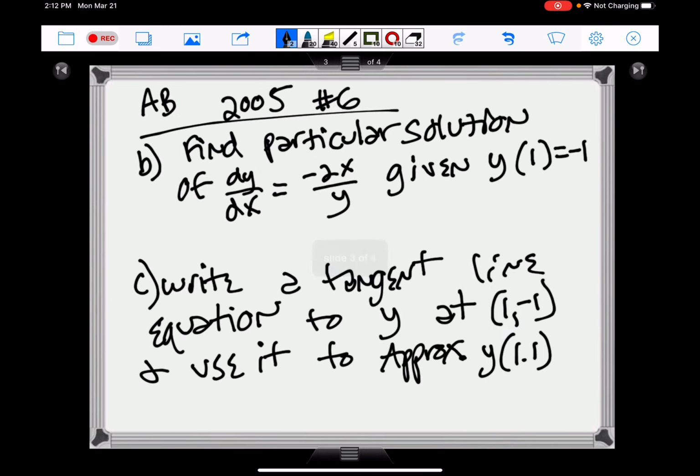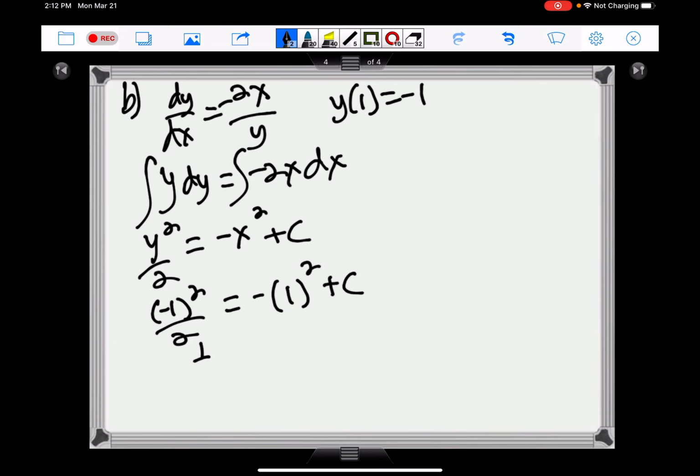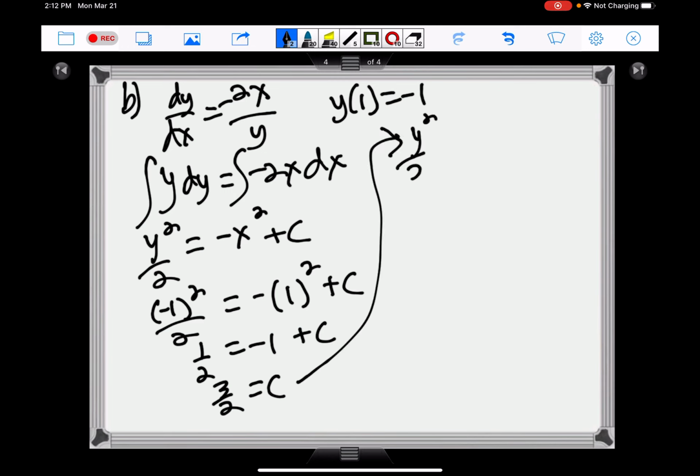Okay, and then this is where I want you to put in your initial condition. So it was y of 1 equals negative 1. So negative 1 squared over 2 equals negative 1 squared plus c. 1/2 equals negative 1 plus c. So c is 3/2. Anybody so far so good? Hooray! I don't feel like dealing with fractions, so I'm going to times everything by 2. Like magic.